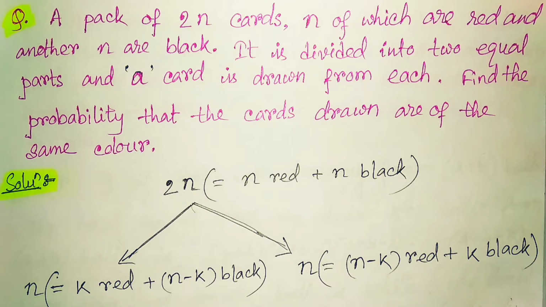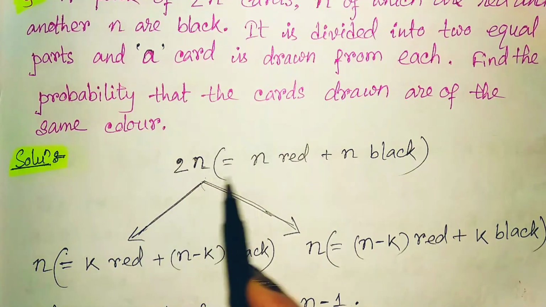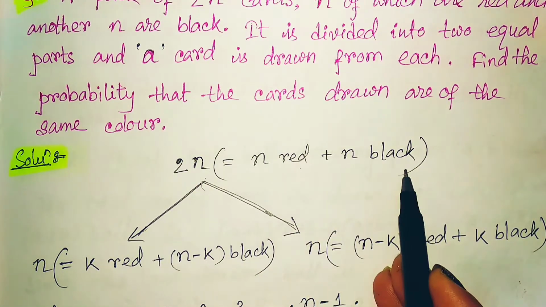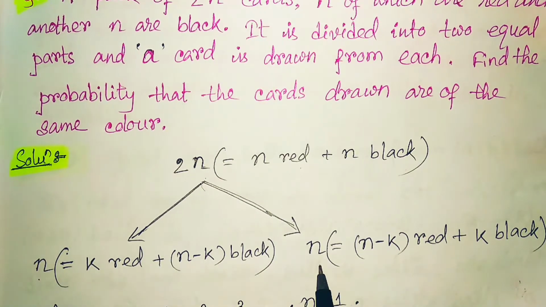So now at first a pack contains 2n number of cards. Among that, n number of cards are red and the remaining n number of cards are black. Now it is mixed up properly, and after that it is divided into 2 equal parts. So 2n cards, among them n red and n black, are divided into 2 equal parts. One contains n and another contains again n.